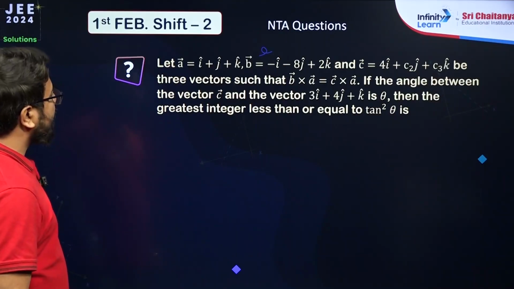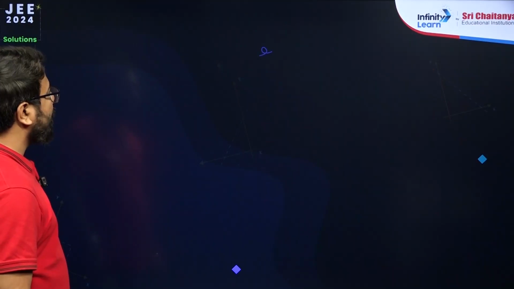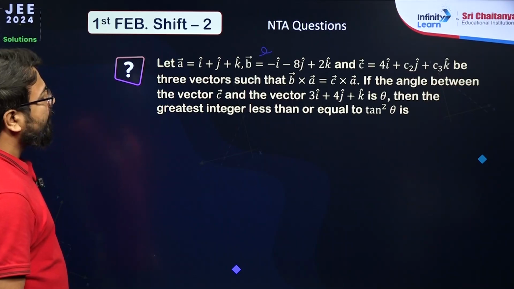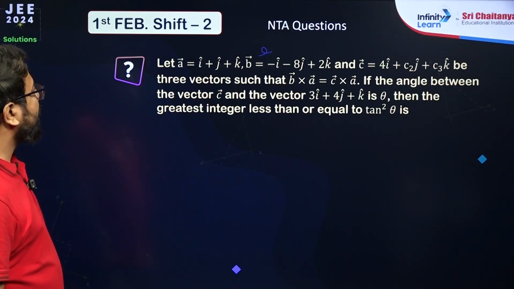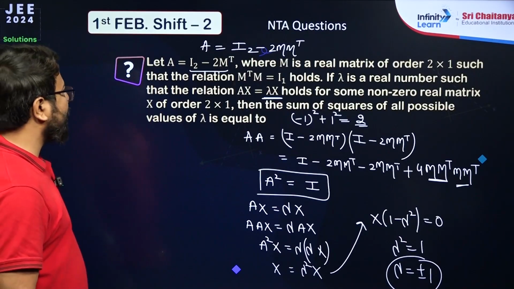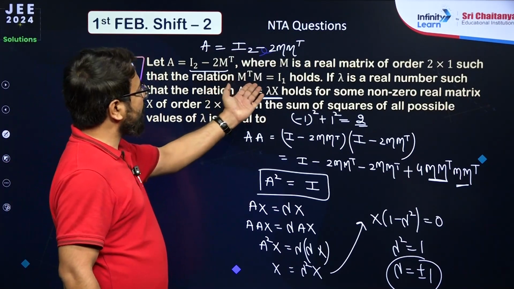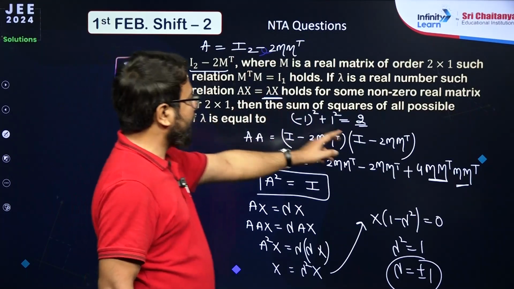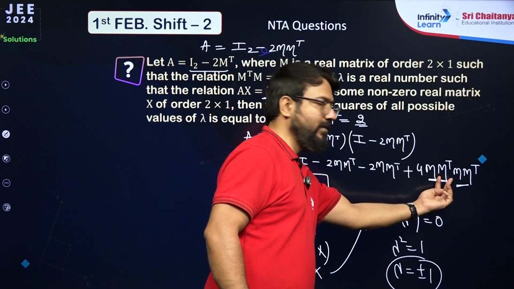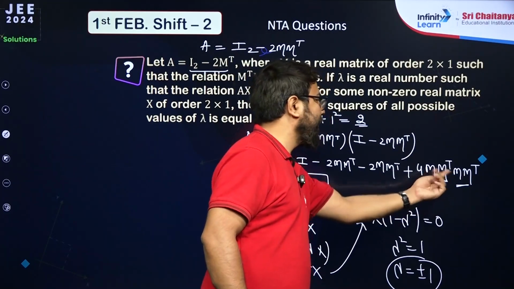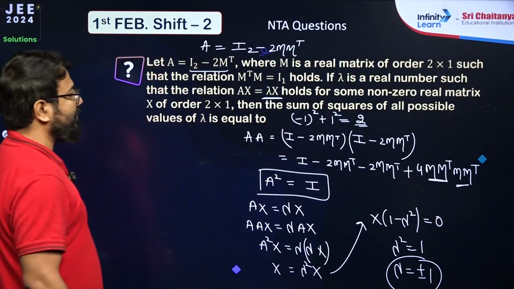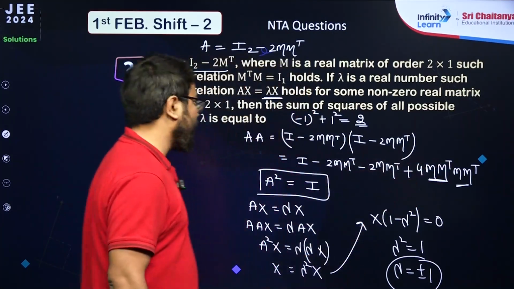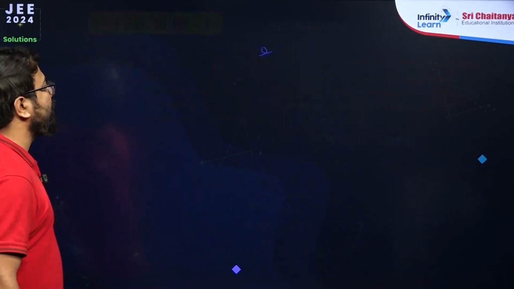A matrix is given, A vector is given, B vector is given, and C vector is also given. So are you able to understand, my dear students? Basically M transpose into M is I being given here, so I have taken the advantage of that. I have written I value over here, and then we have again got M into M transpose. These all terms will get cancelled, and hence we'll be able to get A square as I.